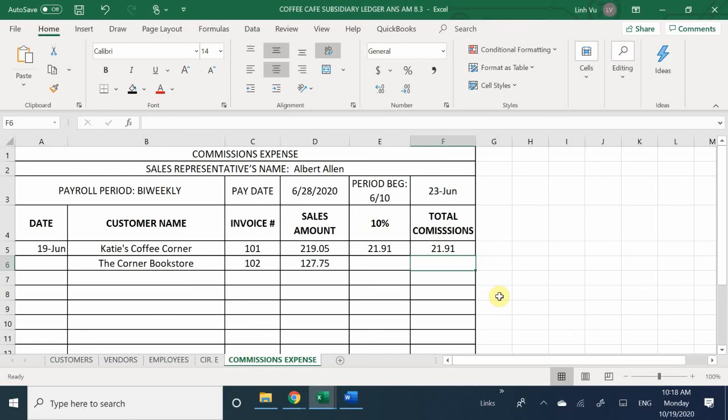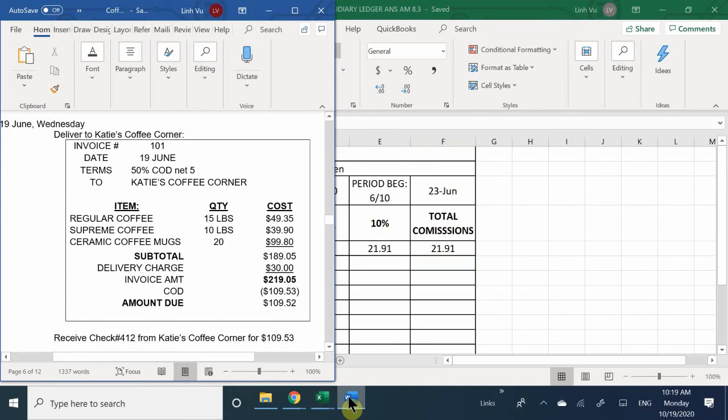Okay, so that means Albert's got to work really hard and turn in some more purchase orders in order to actually make a lot of money. Okay, all right. What else do we need to do? All right, this is the last thing that we need to do.